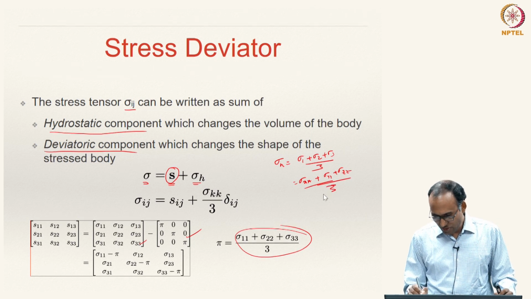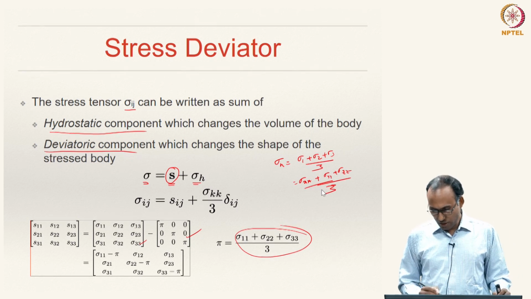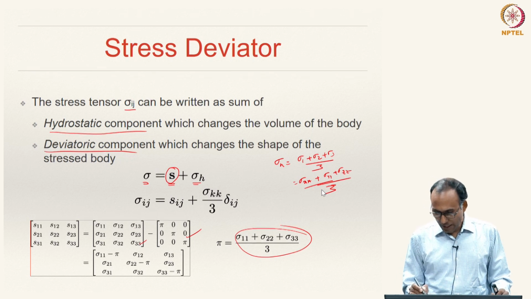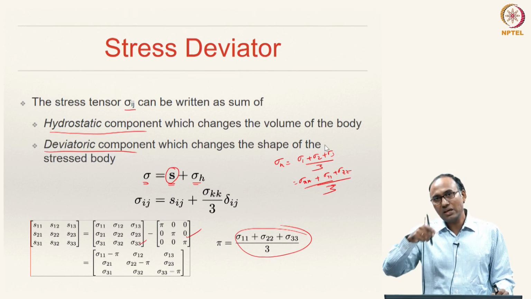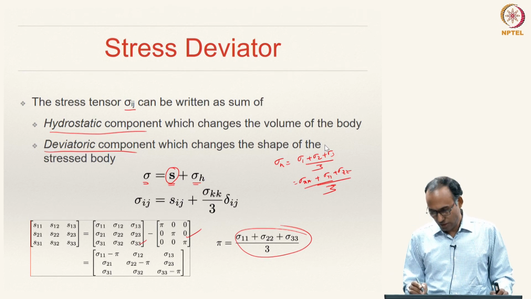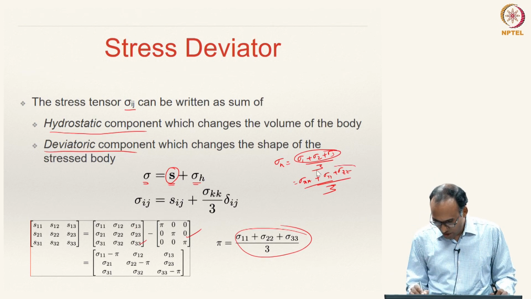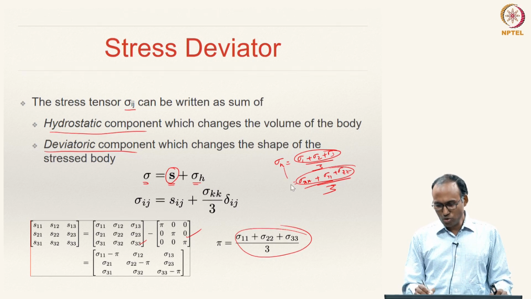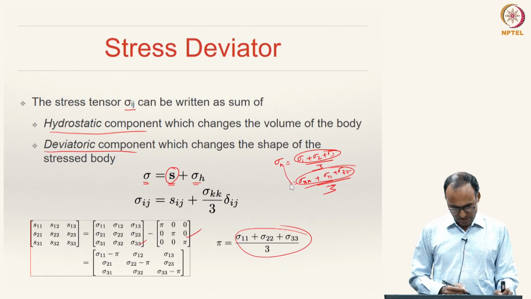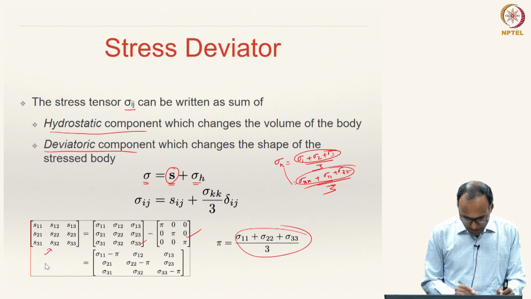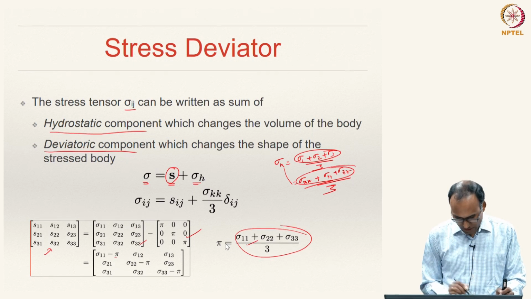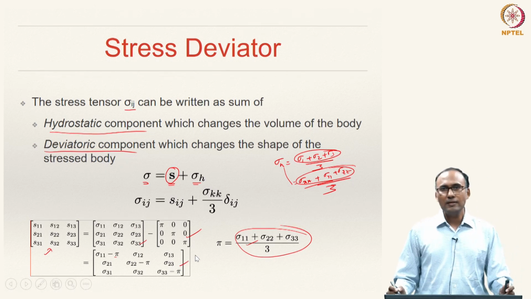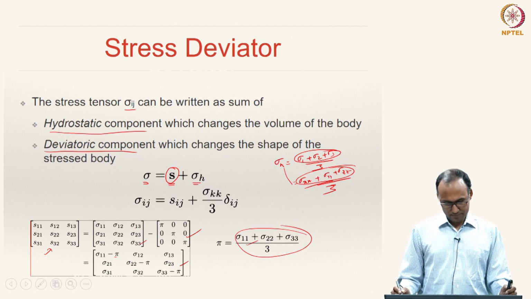Why? Because we have just now, in the beginning of this class, discussed that the trace of the stress tensor is invariant. That means, what is trace? Sum of the elements in the diagonal. So, this is the trace and this is also trace, and hence these two should give you the hydrostatic state of stress. So, the deviatoric stress can be written as sigma 11 minus this expression, that is pi, I am calling that as pi. So, that is our deviatoric stress tensor or stress deviator.